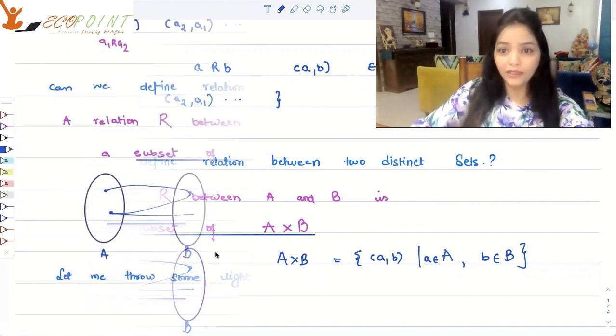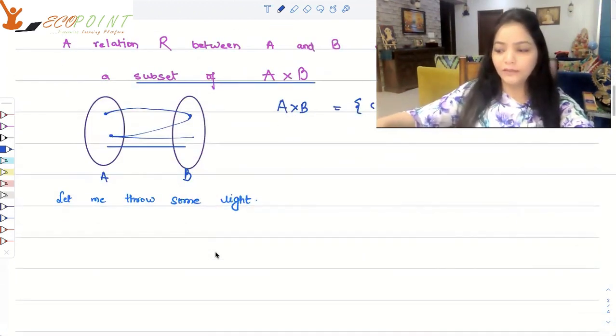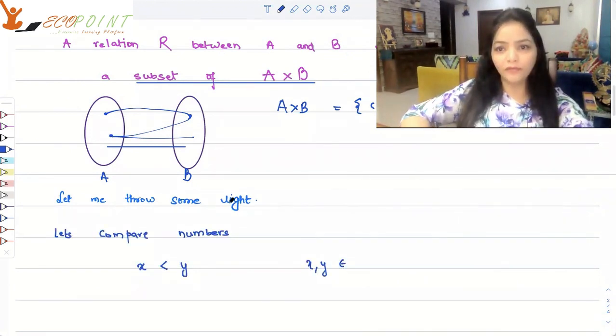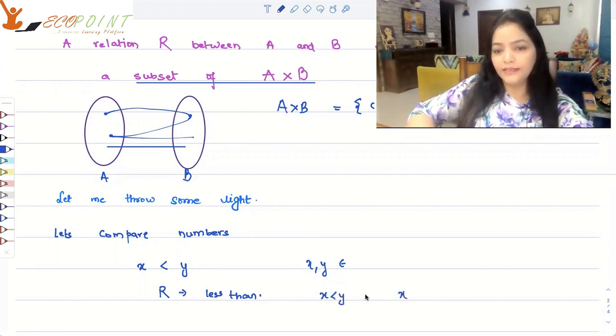Let me throw some light on it. Let us compare numbers. That's the easiest to understand. Let's think of the relation less than. So R for us is less than. And when I say x less than y, I'm saying it is the same as saying x R y. For us, R is less than, where let's say that we are taking natural numbers, so x and y belong to the set of all natural numbers.